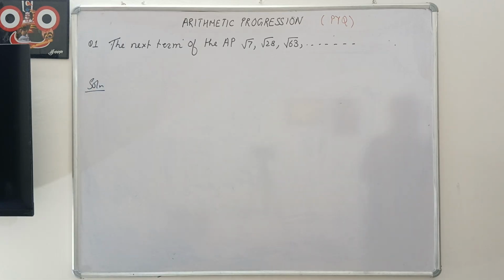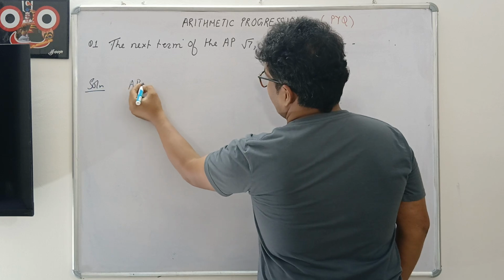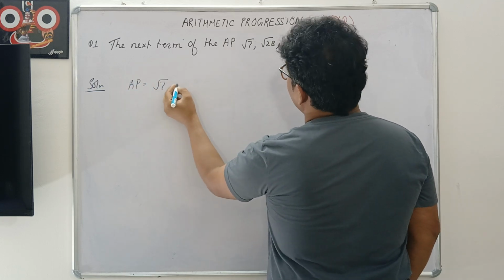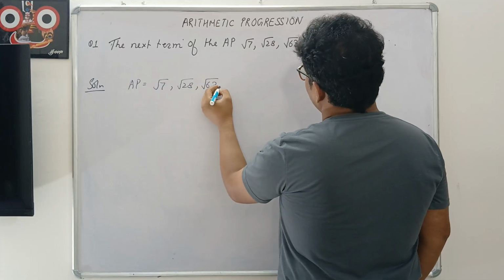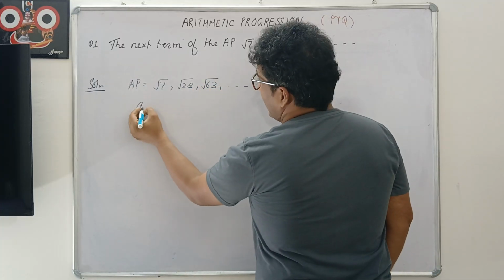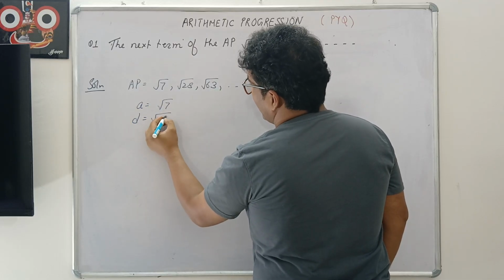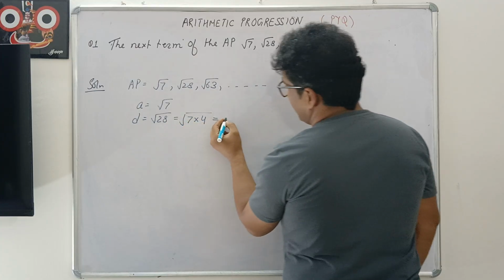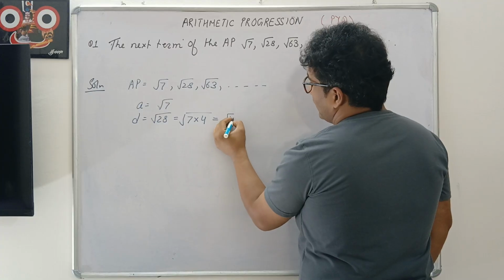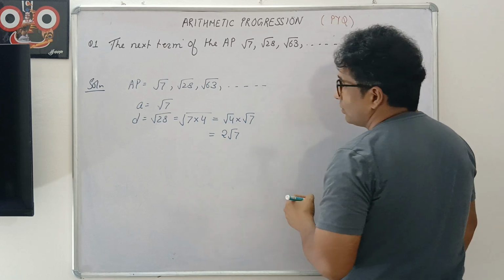Now the next question is asking what is the next term of an AP given root 7, root 28 and root 63. If your AP is like this, root 7, root 28 and then root 63 and so on, correct? Here the A is root 7, okay, and D is root 28. You can write it as 7 into 4. So this is root 4 into root 7, that is 2 root 7. D is 2 root 7.